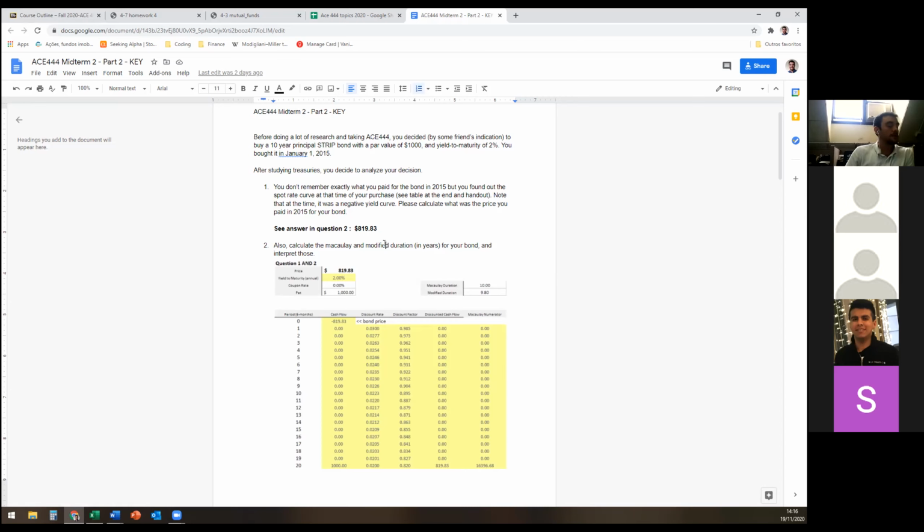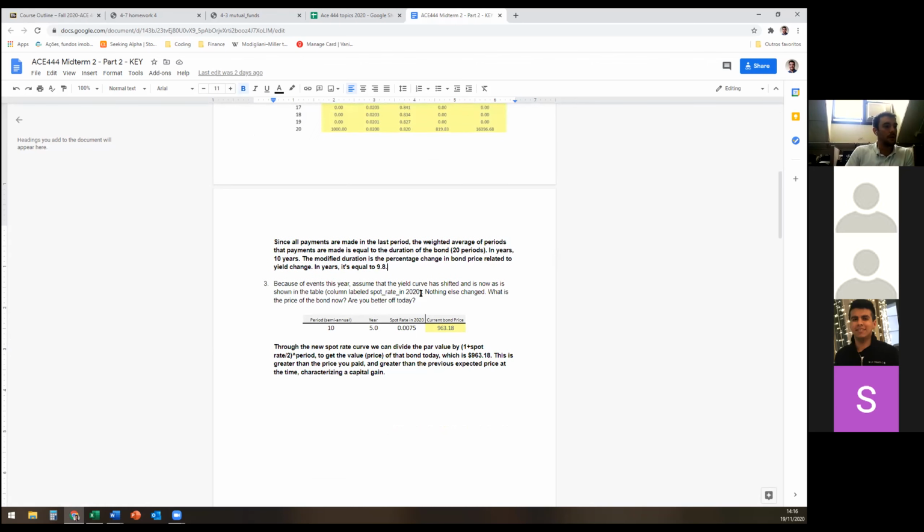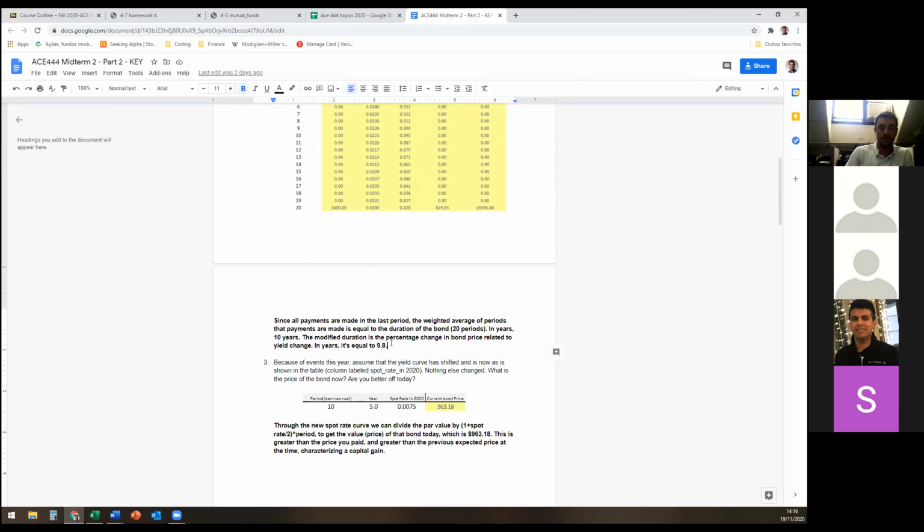Now, the second question: calculate also the Macaulay and modified duration in years in that case. And remember, it's a straight bond, so for the Macaulay duration, you don't even have to calculate it, and you know that it's going to be the maturity. So if it's a 10-year maturity bond, Macaulay duration is going to be 10 years. If it was in semi-annual periods, 20, okay? But it is going to be 10. And with that, you should be able to divide that by 1 plus the yield to maturity, right? And find 9.8 as the modified duration. And we have the definitions here, I'm not going to go over them. So 10 years and 9.8 years, okay?